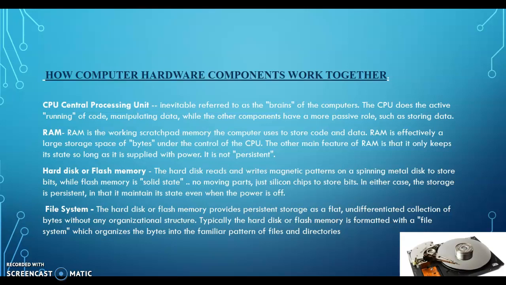Finally, the hard disk or the flash memory provides persistent storage as a flat, undifferentiated collection of bytes without any organizational structure. Typically, the hard disk or flash memory is formatted with a file system which organizes the bytes into the familiar pattern of files and directories.